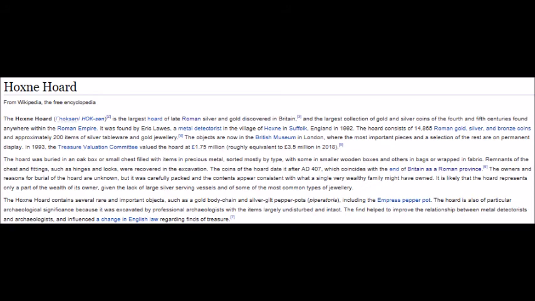It is likely that the hoard represents only a part of the wealth of its owner. Only a part of the wealth. In archaeology itself, we only find a small proportion of the wealth. So say, for example, what did I collect in this class today? Okay, that is what you're going to find in the archaeology.